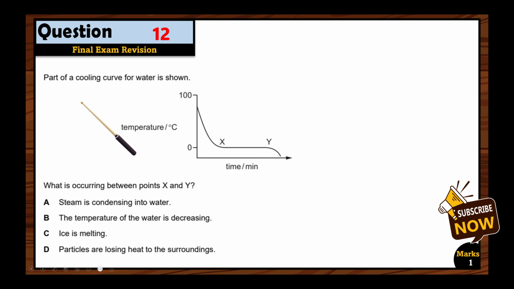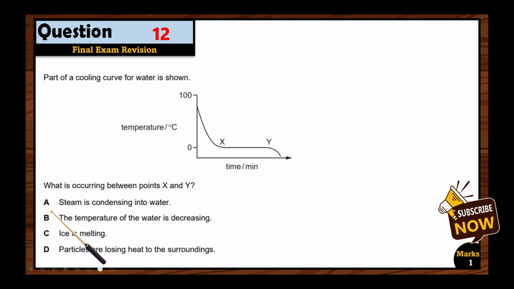Now let's see question number 12. Part of a cooling curve for water is shown here. Okay, now we can see the cooling curve for the water here from 100 to, whatever, 0 or -4. What is occurring between point X and Y? If you see point X and Y, what's happening here? X and Y, if you see, it is around 0. And we already know that the freezing point of water is 0, right?